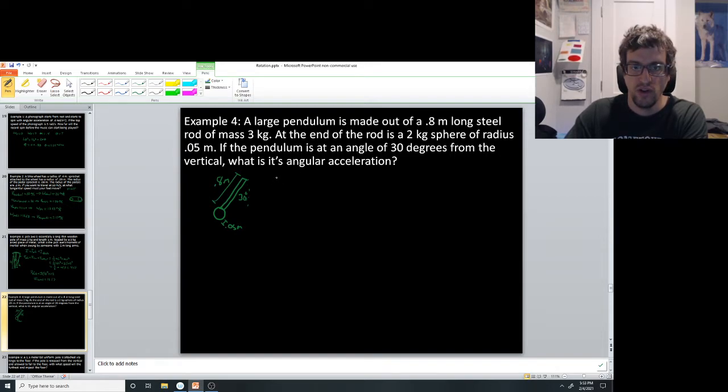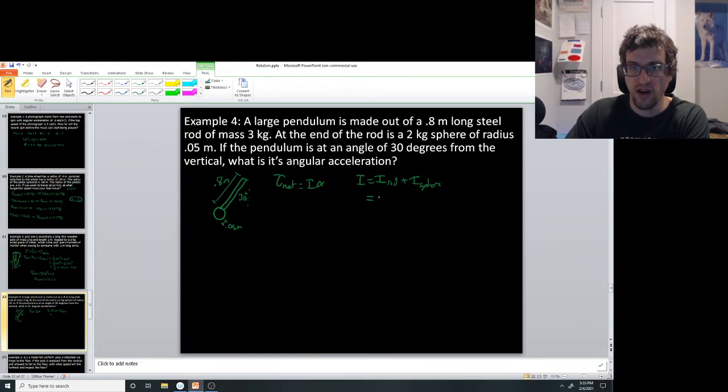Now, we know that torque net equals, not MA, I alpha. So I need to know what I is, and I need to know what torque net is to get alpha. So, first thing, I equals I rod plus I sphere.